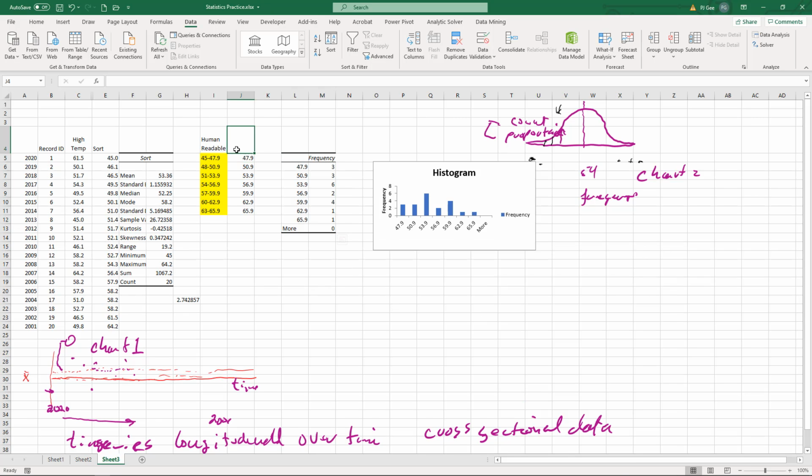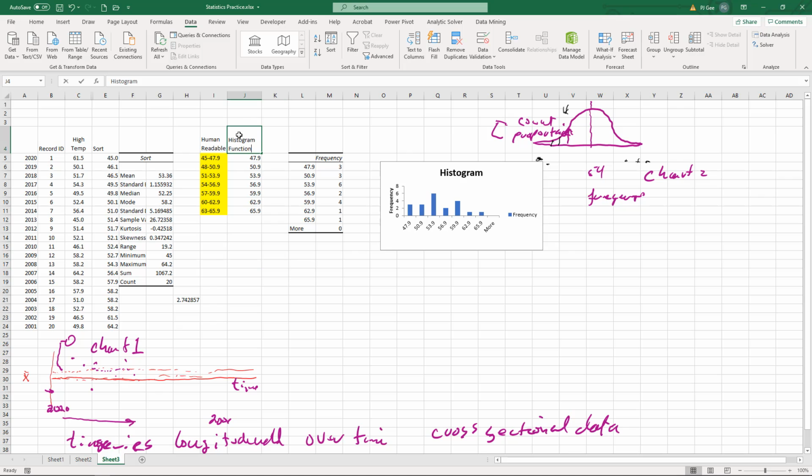There we go. And I'm going to say that this is for the histogram. I'll call it a function, but it's really a bigger process here. I'll put it up here at the top: Excel histogram function. So that's what we input to put it in there.